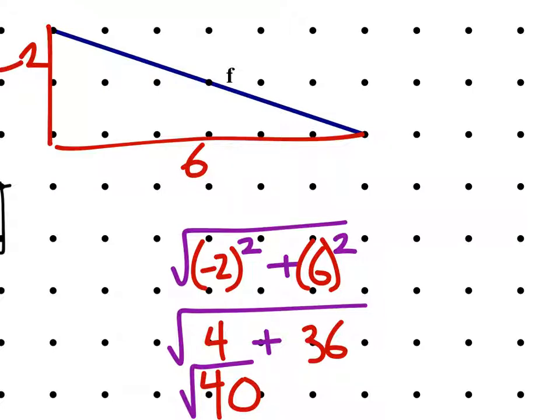Another way to look at this is, remember the last one had a slope of 1 and 3, but this one is 2 of those. So some of you guys may have said 2 times the square root of 10.